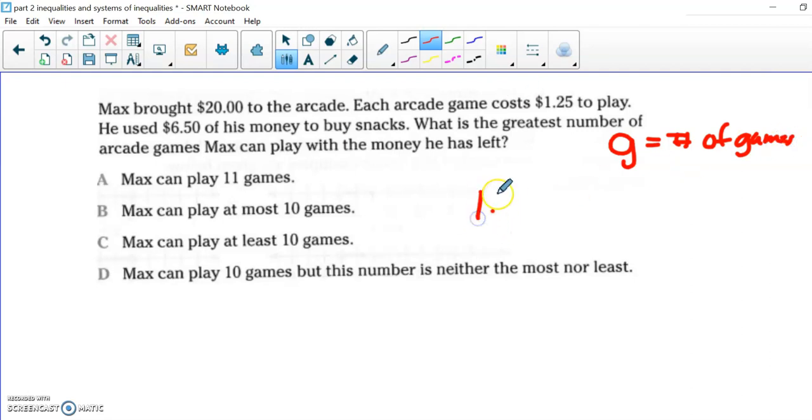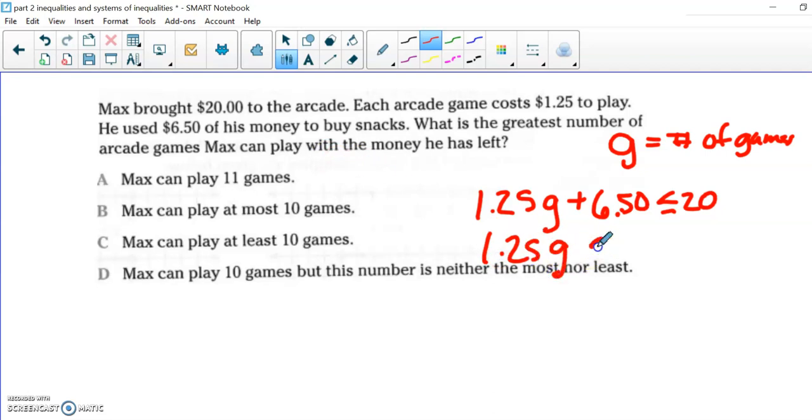So it's $1.25 per game, plus he's spending $6.50 on snacks. And remember, he cannot spend more than his $20. It's okay if he spends less and comes home with some change, or if he spends the whole $20. So it's less than or equal to the $20. So here we go again. We're going to subtract the $6.50 from both sides. So I'm going to take $20 minus his $6.50 that he spent on snacks. So we have 1.25 G is less than or equal to $13.50.